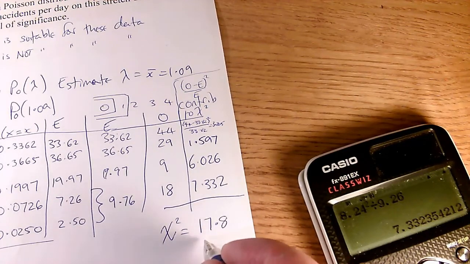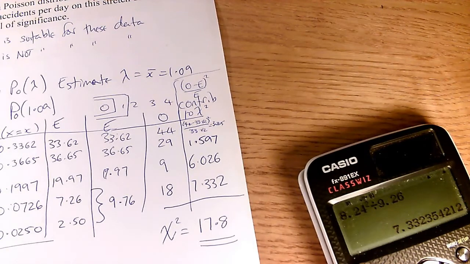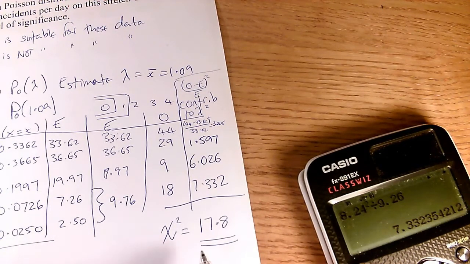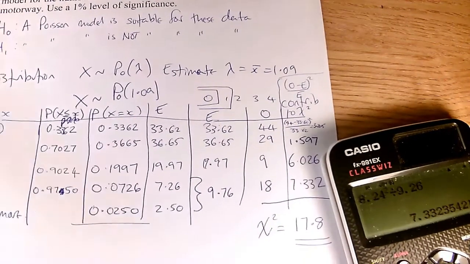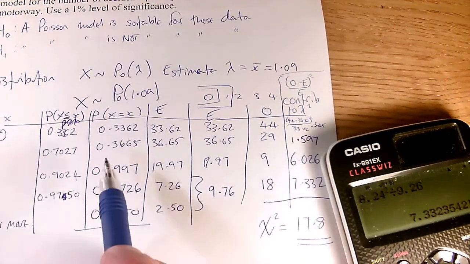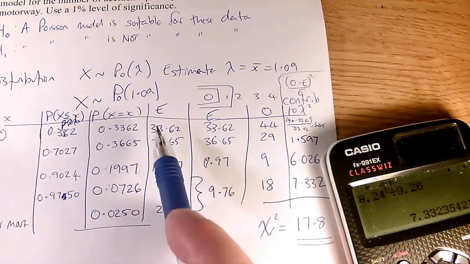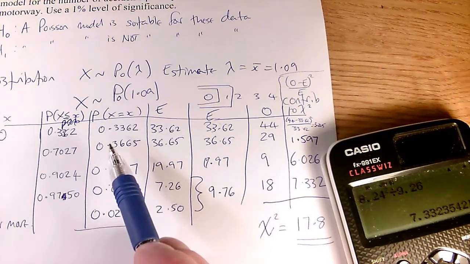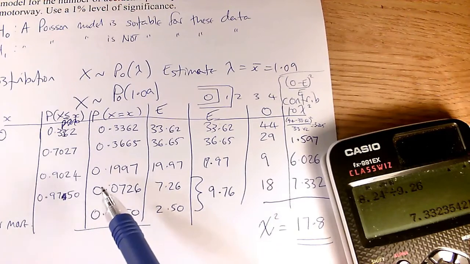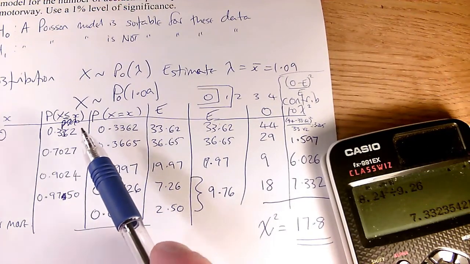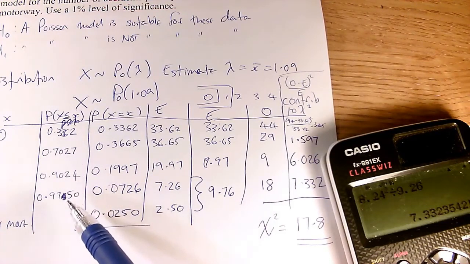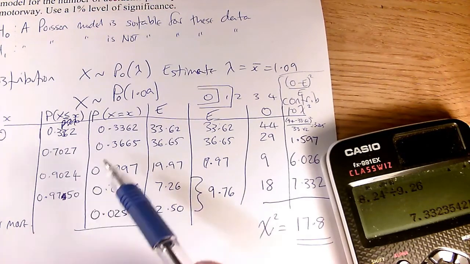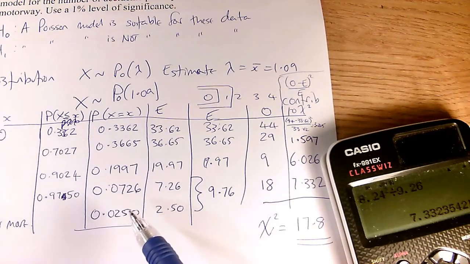Okay, a few more decimal places, but 3 significant figures for this, 1 decimal place is good enough. So I've got a chi-squared value of 17.8. So I've finally got my test statistic. Okay, so the process is, we need to find probabilities so we can get expected frequencies. To find the probabilities, because I want to use Poisson CD, I actually put in an extra column for my Poisson CD values so that I could easily do all the subtractions in one go to get the probabilities.